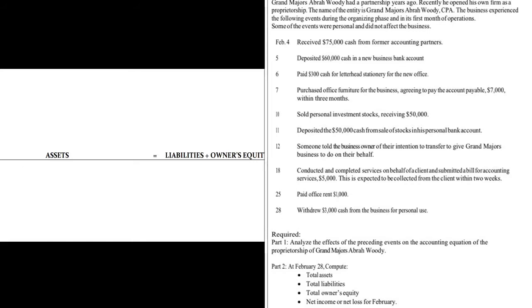Liabilities, what the business owes the people, right? Whether they're suppliers, whether the bank, the government in taxes, those are our liabilities. And our owner's equity, we can really call those claims, like the owner's claims to the assets. So the owner's investments that are made in the business, that's an example of owner's equity. So we're analyzing the effects on this, the equation of the proprietorship. So let's go a little further.